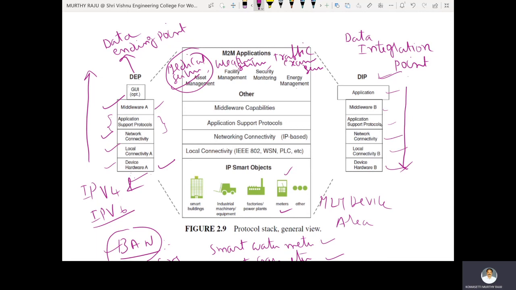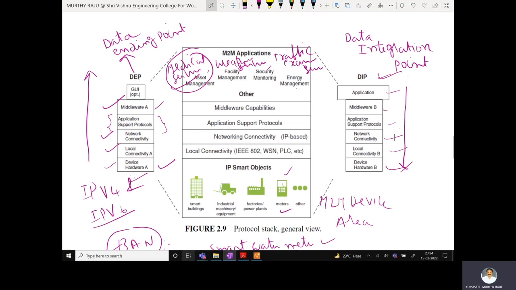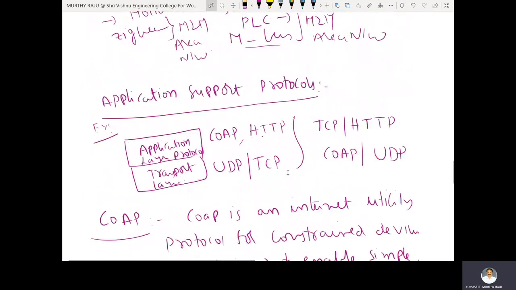Application support protocols: in general medical applications, we use CoAP by UDP. Here, the physician does not search the patient information through web pages. That is the reason HTTP by TCP is not used here. Only the constrained application layer protocol and UDP applications are used here. This is the protocol general view.